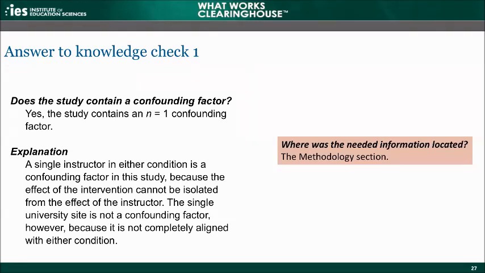The reason is a single instructor in either condition is a confounding factor in this study, because the effect of the intervention cannot be isolated from the effect of the instructor. And the single instructor in each condition was perfectly aligned with those conditions. But notice we had a single university also in this study, but the single university is not a confounding factor, however, because it's not completely aligned with either condition. That is, it was present in both conditions. So let's move on to the next knowledge check.